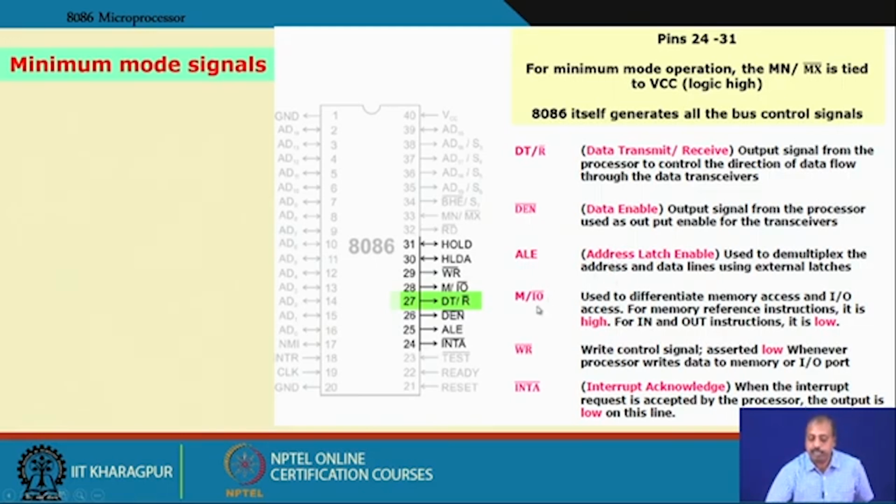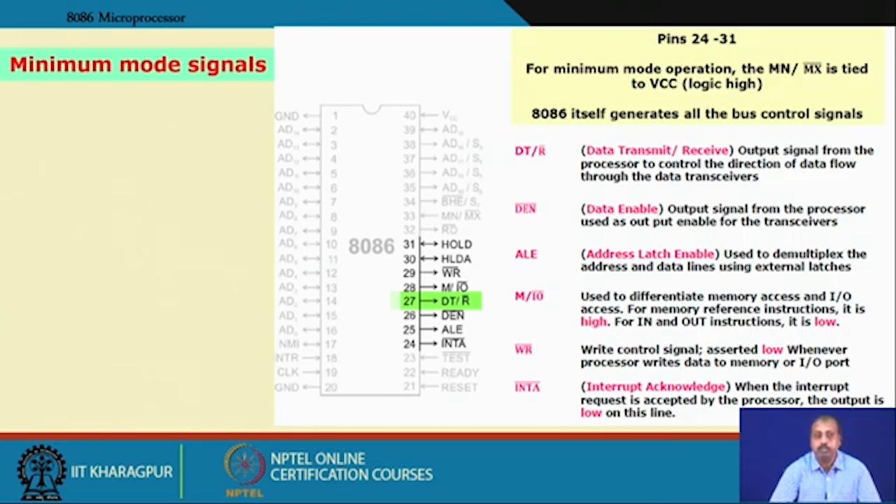Then there is M by IO bar. This is used to differentiate between memory access and IO access, just like the 8085. For a memory access instruction, this M IO bar line should be made high, and for an IO access instruction, this M IO bar line should be made low. Then there is a write bar line for write control. If you are putting it low, then it will be doing a write operation.